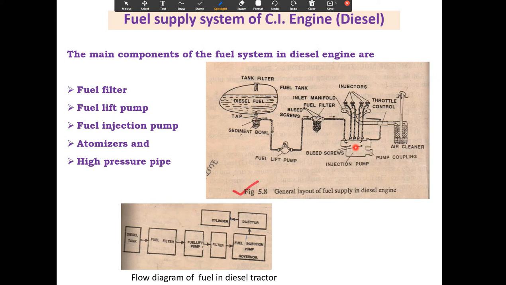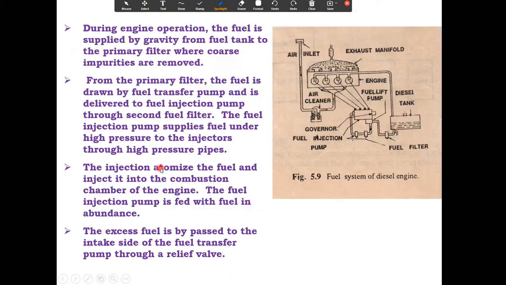That injector injects the fuel under 200 kg per centimeter square pressure. At that pressure, it injects the fuel into the combustion chamber. So you can see here the fuel filter, fuel lift pump, fuel injection pump, atomizer, and high pressure pipe. Due to the near about 200 kg per centimeter square pressure created in the fuel injection pump to the injector, the high pressure pipe is provided.